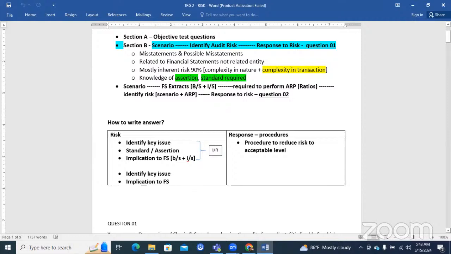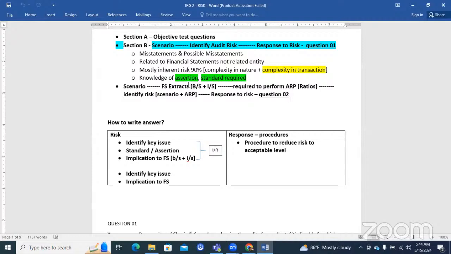But again, students, I'll tell you one more thing. The second type of question in section B is where they will give you a scenario and a financial statement extract. What is a financial statement extract? It can be a portion of the balance sheet or a portion of the income statement. It can be a balance sheet extract or an income statement extract.